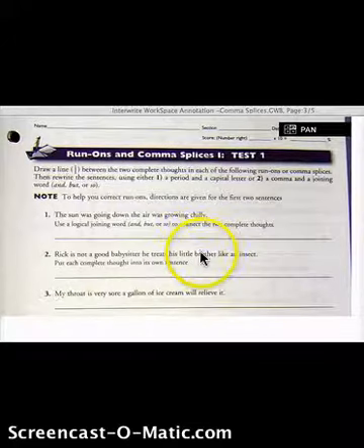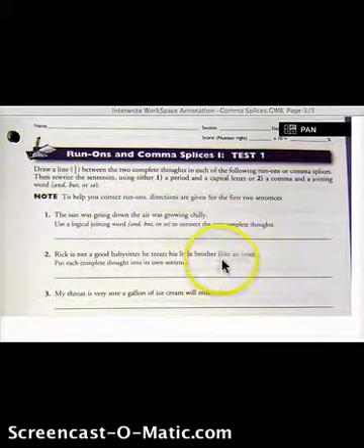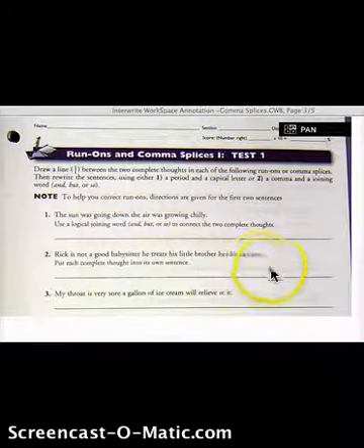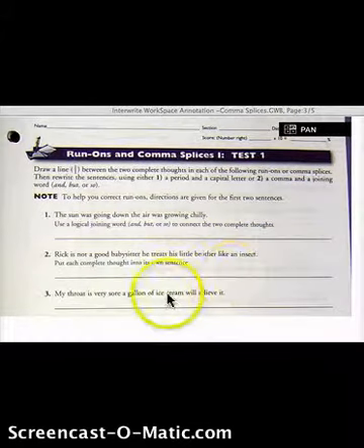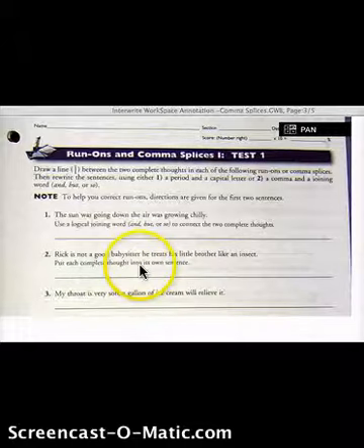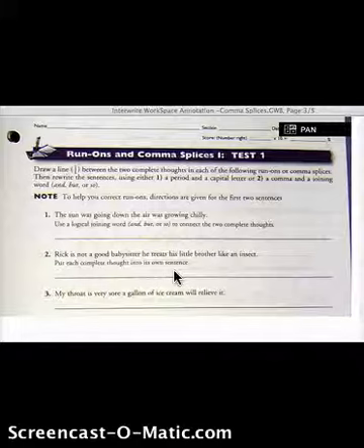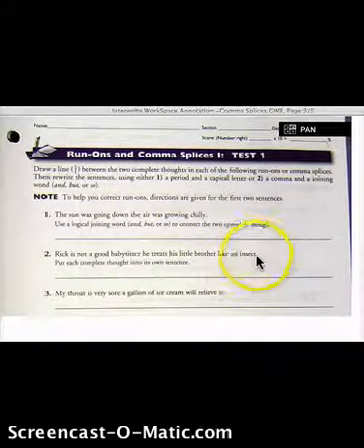Look at sentence number 2. Rick is not a good babysitter. He treats his little brother like an insect. Where does the vertical line need to go? If you said that it needed to go between sitter and he, you are correct. Now, how are you going to rewrite this sentence? Rick is not a good babysitter. He treats his little brother like an insect.